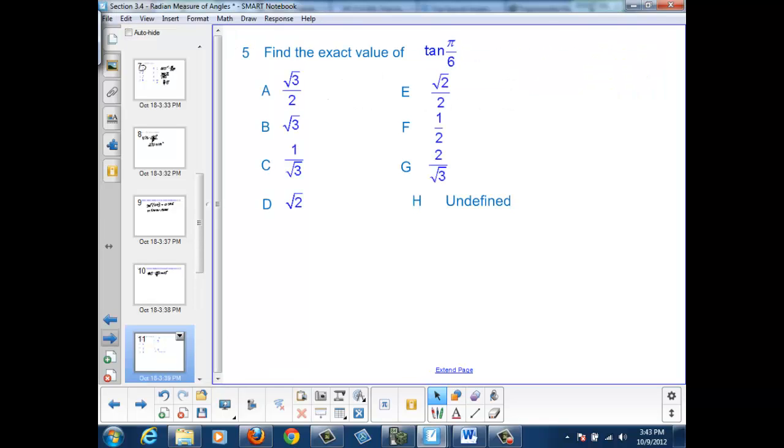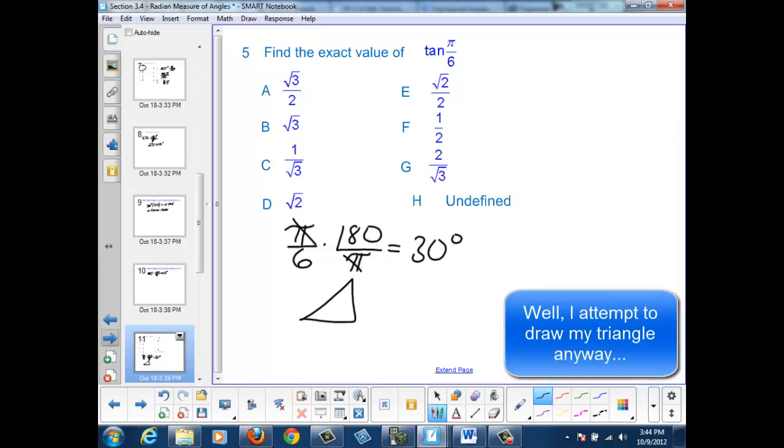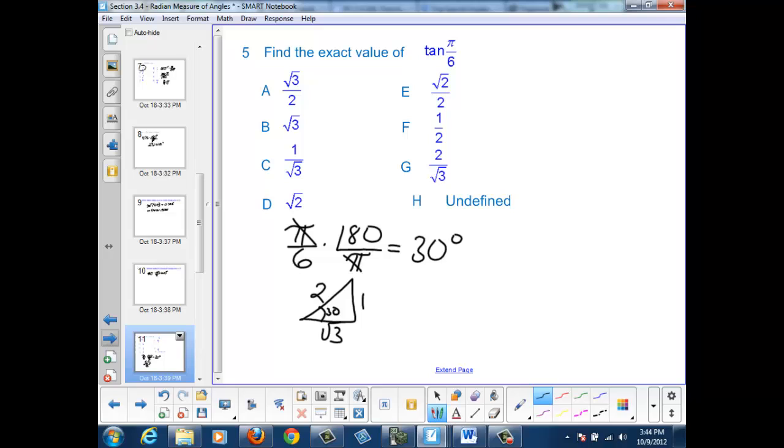If I want to find the exact value of the tangent of pi over 6, I need to know which special angle we're referring to when I ask for pi over 6 radians. So I need to convert pi over 6 to degrees. And we do that by multiplying by 180 over pi. My pi's cancel out. I get 180 over 6, which is 30 degrees. I draw my 30, 60, 90 triangle. And I see that the tangent of pi over 6 would be 1 over the square root of 3.